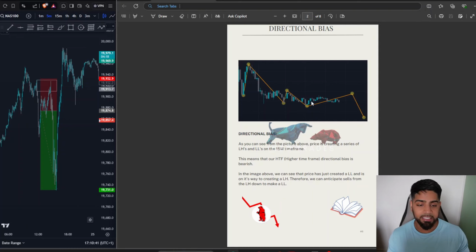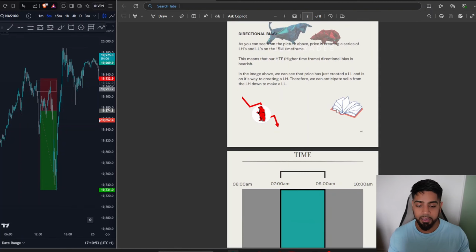So if we take a look at this example that we've got right here, we can see that price was creating a series of lower lows, lower high, lower low. Now we're anticipating a lower high and then a lower low. Therefore, we're going to be looking for sales when price comes up to create that lower high.